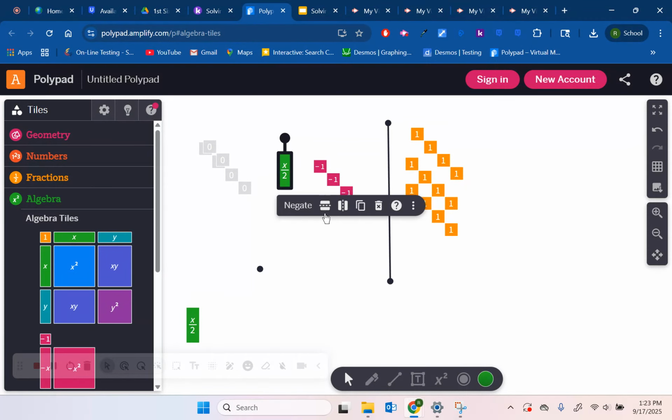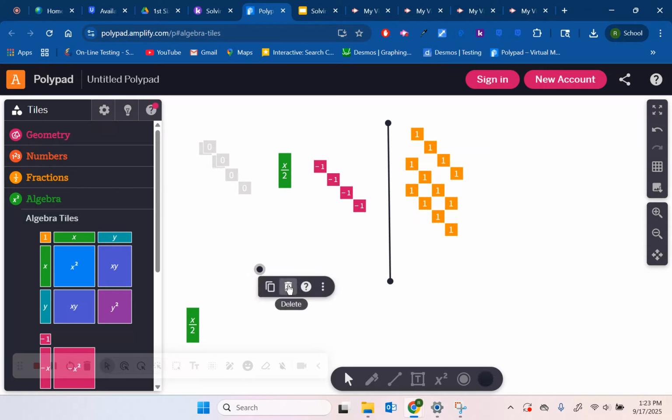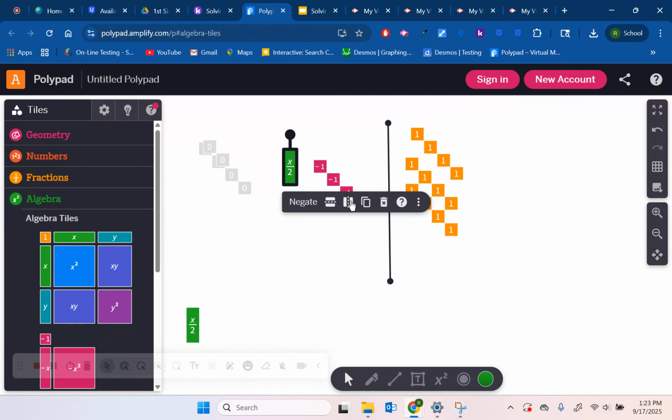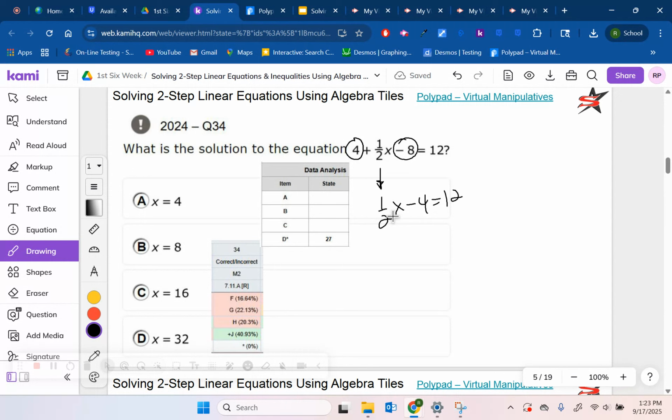A while back, believe it or not, when Polypad first came out, we weren't able to do this. This must be a new function, and I am happy as a doornail. Okay, so half of my x, there it is. I am literally modeling what I see here. 1/2 x now minus 4 equals 12.